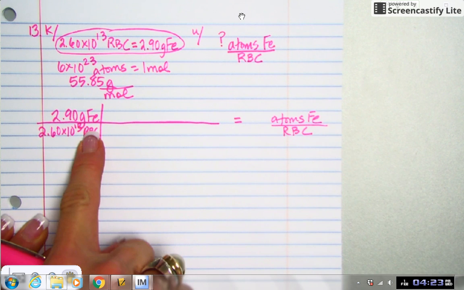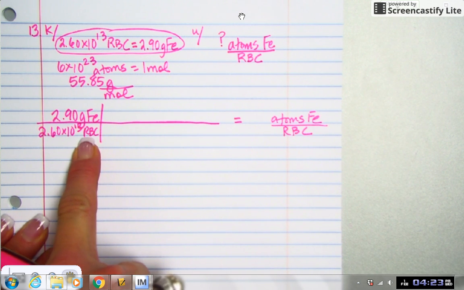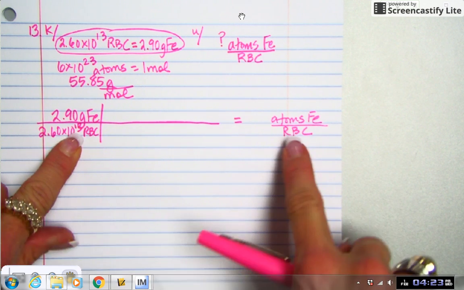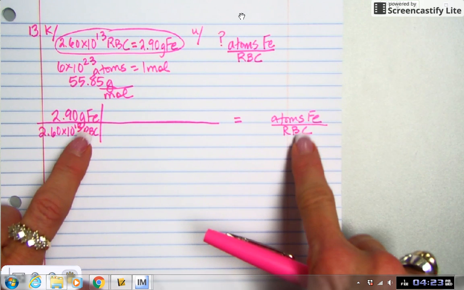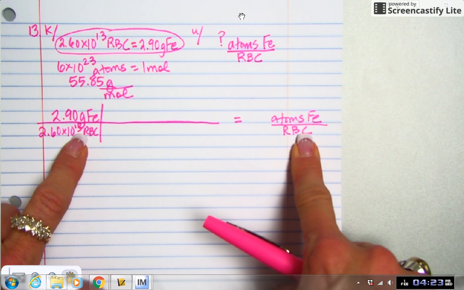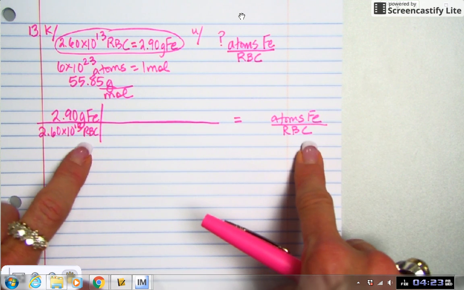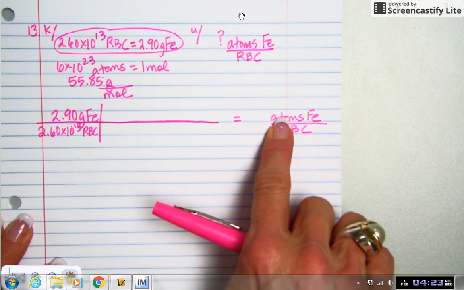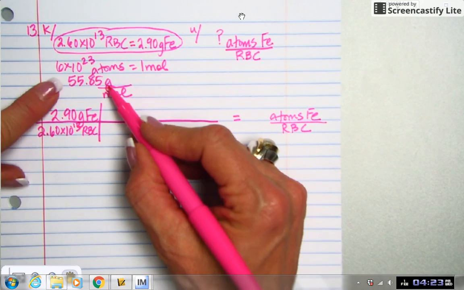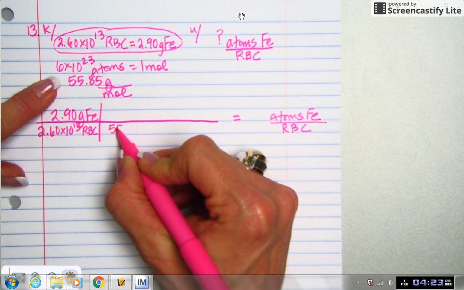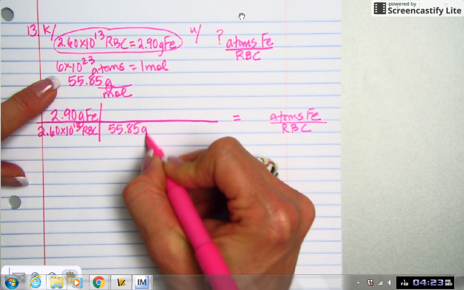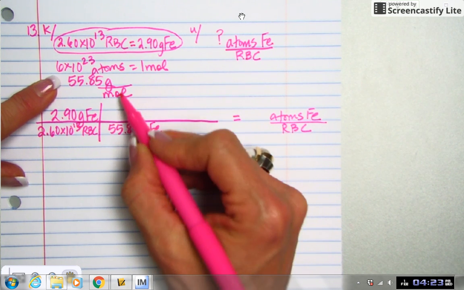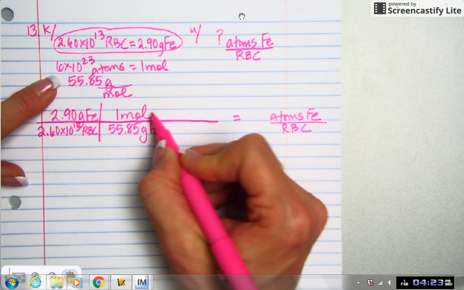So what I want you to notice is, see how red blood cells is in the denominator in this part, and it's in the denominator here. So that means I need to leave the red blood cells alone, okay? That's going to be in my denominator. What I've got to work on is getting grams converted to atoms. So this is where the molar mass comes in. We're going to use the molar mass, 55.85 grams of iron equals 1 mole of iron.